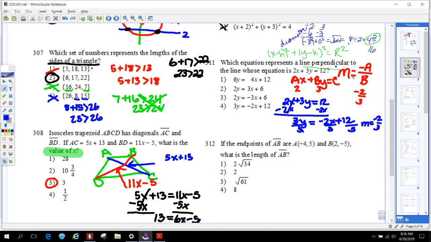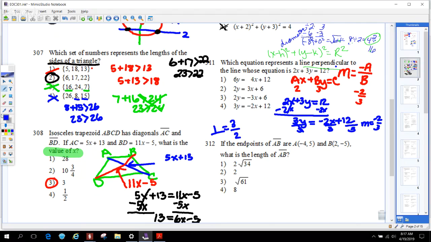It wants perpendicular, so we need a slope. The slope that we need has to be positive 3/2. Why is it positive 3/2? How do we find perpendicular slope? Reciprocal. Yep. Change the sign, flip the fraction. So now we have to see which of these is going to give us positive 3/2.